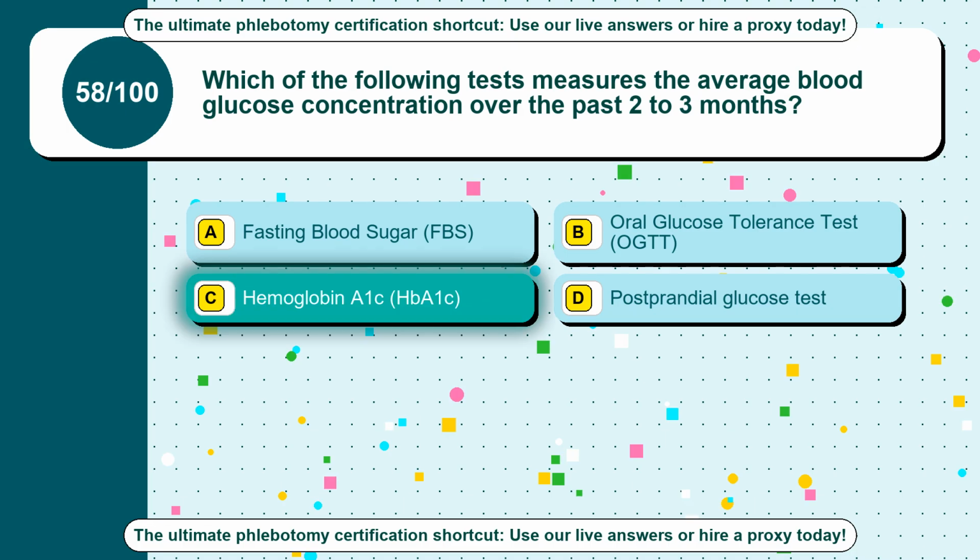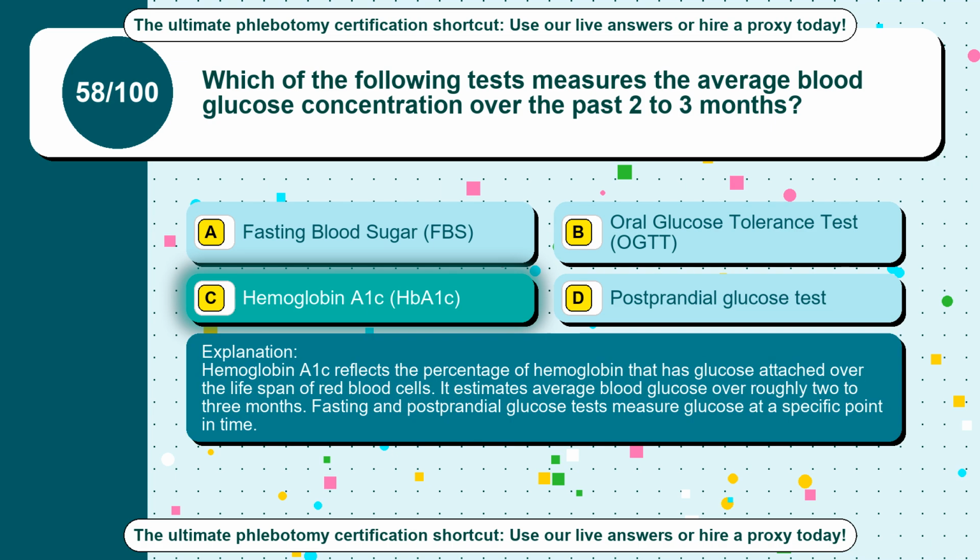The correct answer is option C, hemoglobin A1C, HbA1c. Hemoglobin A1c reflects the percentage of hemoglobin that has glucose attached over the lifespan of red blood cells. It estimates average blood glucose over roughly 2 to 3 months. Fasting and postprandial glucose tests measure glucose at a specific point in time.